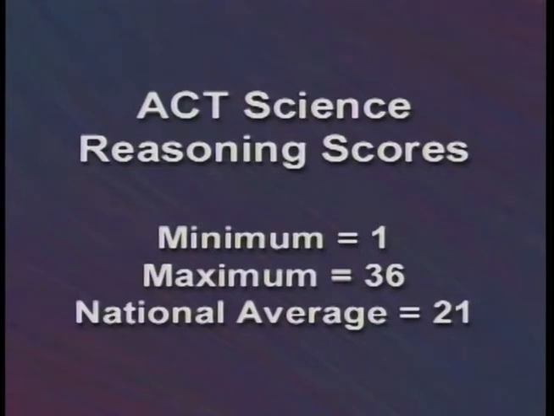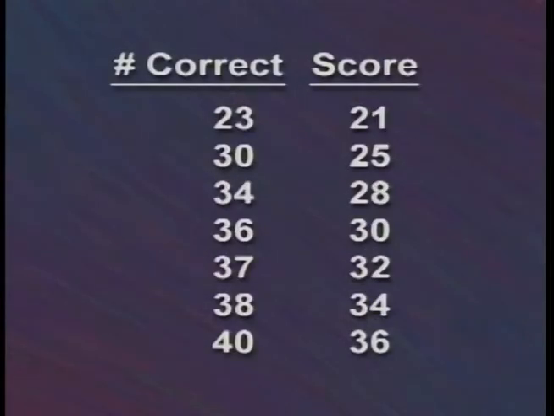The scoring scale on the ACT Science Reasoning Test ranges from a minimum of 1 to a maximum of 36, with a national average approximately 21. The following chart indicates how many of the 40 questions you need to answer correctly to receive various scores on the test. For instance, to achieve a score of 21, the national average, you must answer about 23 of the 40 questions correctly. For a score of 25, you need to answer about 30 of the 40 questions correctly. And for a score of 30, you need to answer 36 questions correctly.